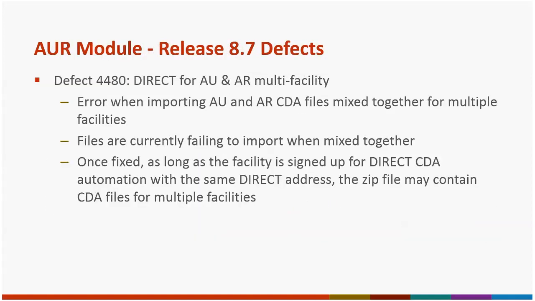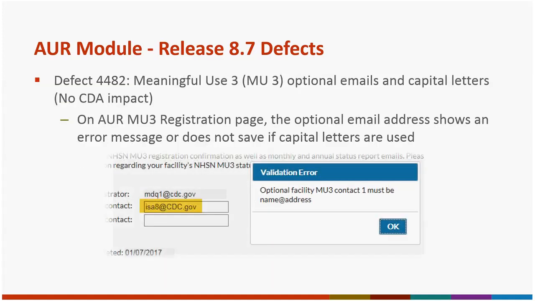Defect 4480 impacts AU and AR multi-facility CDA files sent via direct. When files for different facilities are mixed together and sent via direct CDA automation, they're failing import into NHSN. Once this is fixed, the zip file may contain AU and AR files for multiple facilities. Until the 8.7 release, please only include one facility per zip file sent via direct. Next slide, please.